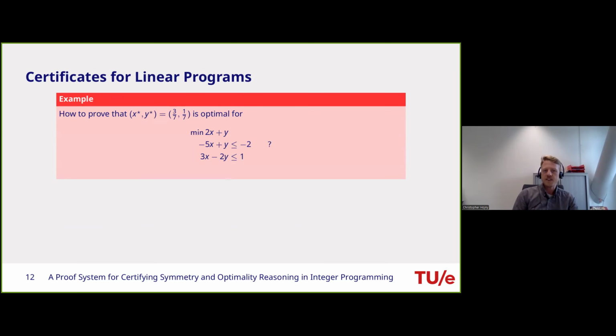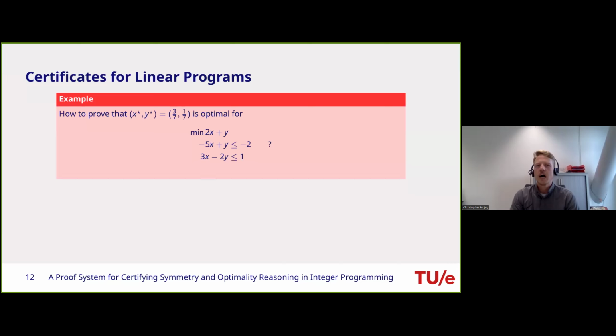So let's consider an example to illustrate how certificates for linear programs work. We are given this toy example here, where we have two variables, x and y, and we want to find a solution (x, y) that satisfies these two constraints: minus 5 times x plus y is at most minus 2, and 3 times x minus 2 times y is at most 1. And among all the solutions, we want to find one that minimizes the objective function 2x plus y. And I claim that the solution 3/7 and 1/7 is an optimal solution to this problem.